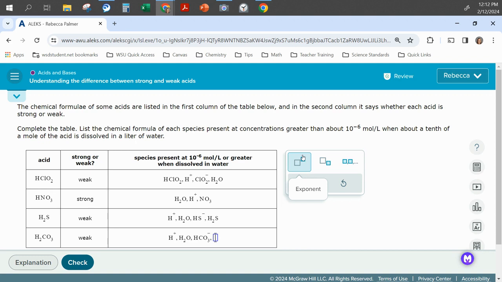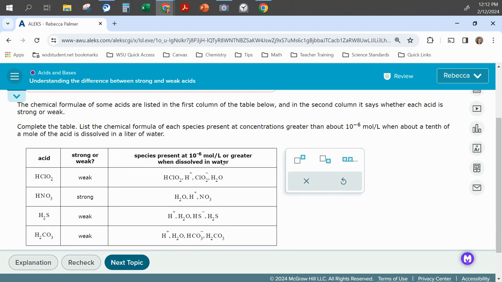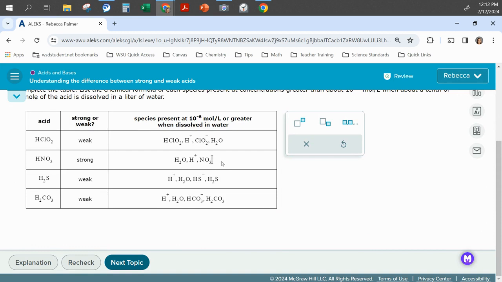And then we are also going to get some of the original acid, H2CO3. Oops. What is it saying? Your answer, the charge on one is, I didn't put a minus charge on the conjugate base. Does that answer your question?